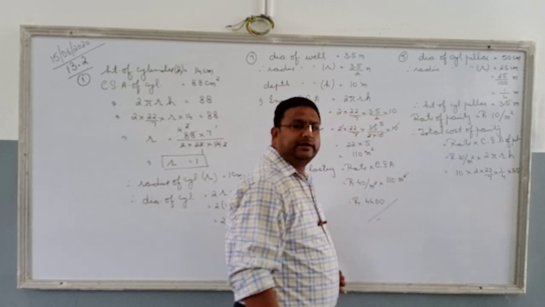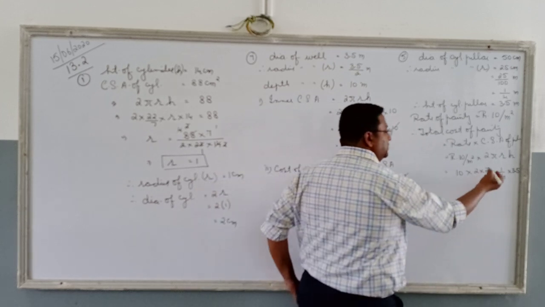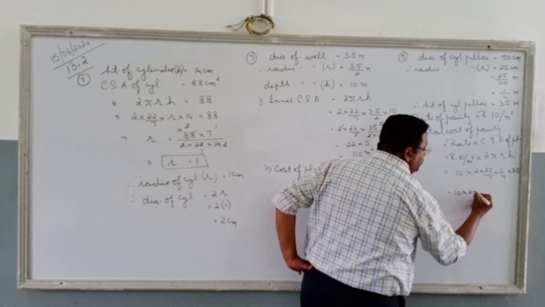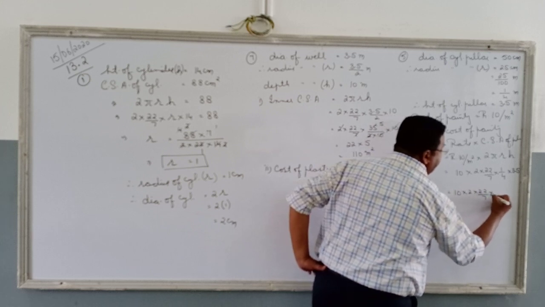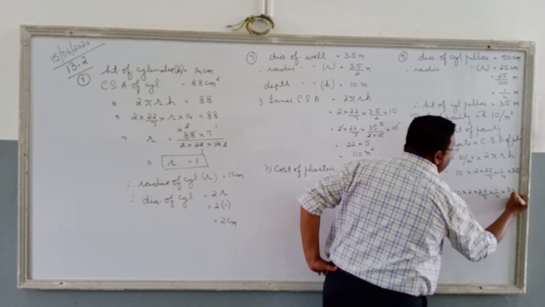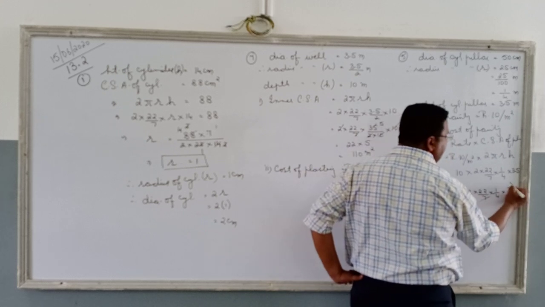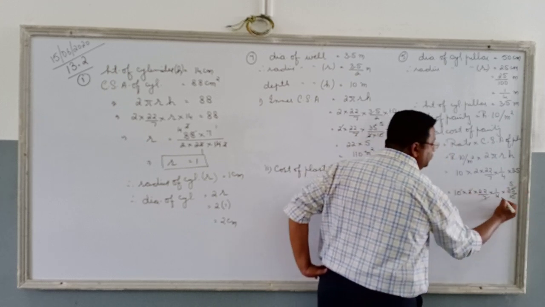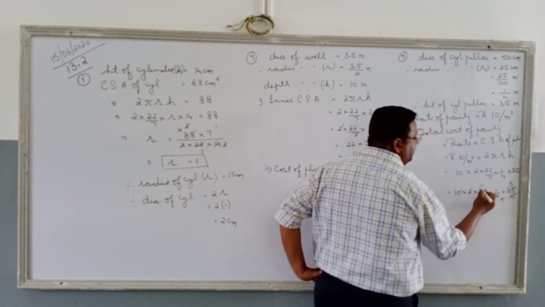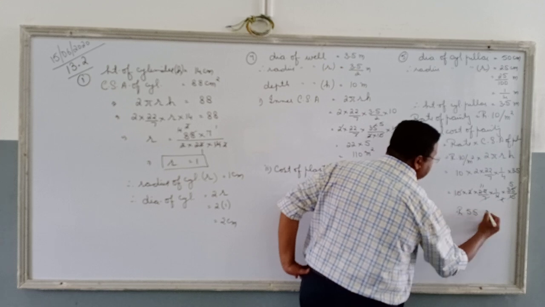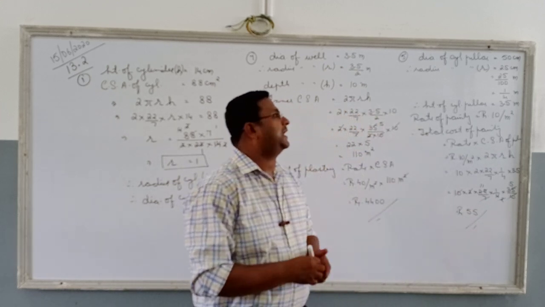Yes? Simple. Can we cancel? So 10 into 2 into 22 by 7 into 1 by 4 into 35 upon 10. 10 and 10 cancel. 7 ones are 7, 5 sevens are 35. 2 ones are 2, 2 twos are 4. 2 ones are 2, 2 elevens are 22. So 11 fives are 55 rupees. That is the cost of plastering.